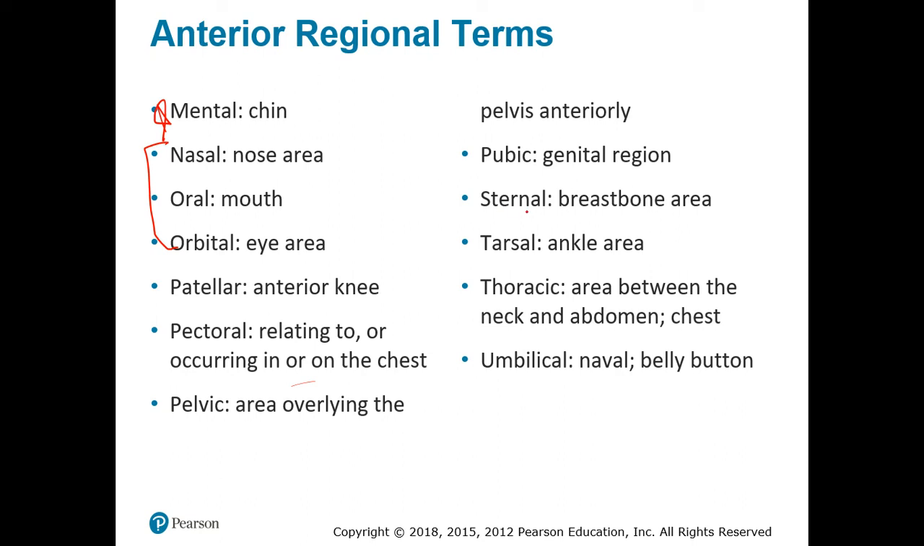The last couple we have sternal. This is named after your sternum, and this is your breastbone area. Tarsal is your ankle, so carpal, tarsal. And then thoracic, this is going to be between our neck and our abdomen, mostly our chest region. And then last but not least, in the very middle of our anterior regional part of our body, we have our umbilical cord, navel, or most people know it commonly as the belly button.